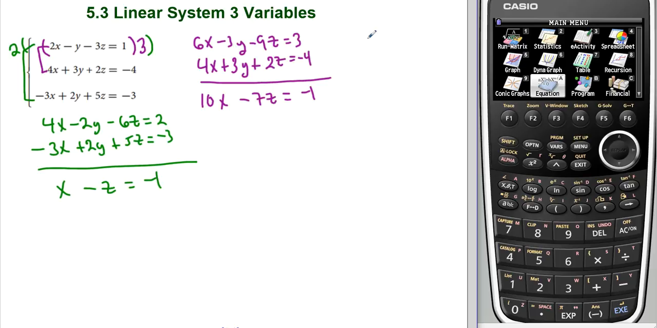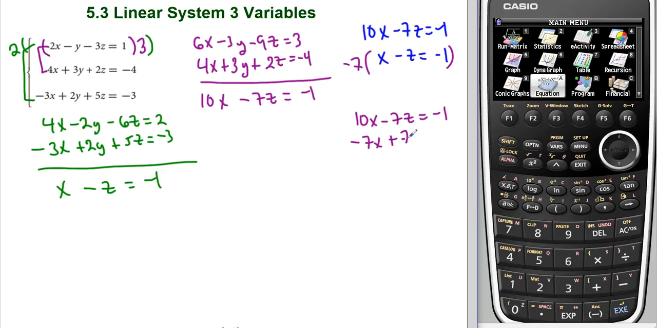So over here, I have two equations. I have 10x minus 7z is equal to negative 1. And I have x minus z is equal to negative 1. All right, those are both negative 1s. So back to here, I want to get opposites. I'm thinking of multiplying this by negative 7, and I'm going to rewrite both equations. 10x minus 7z is equal to negative 1. That's going to be negative 7x plus 7z is equal to a positive 7. Add, always add. So I get 3x is equal to 6, and that gives me x is equal to 2.